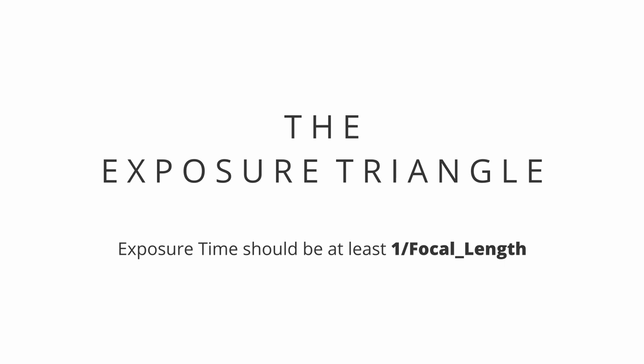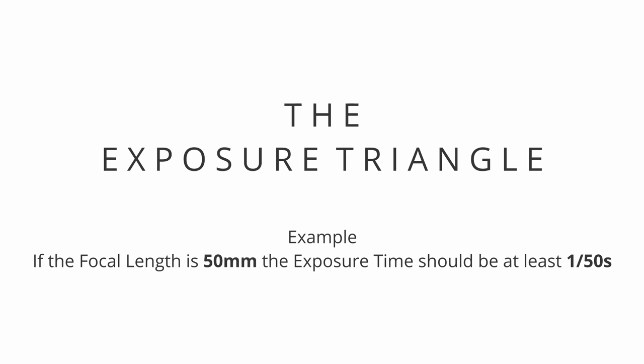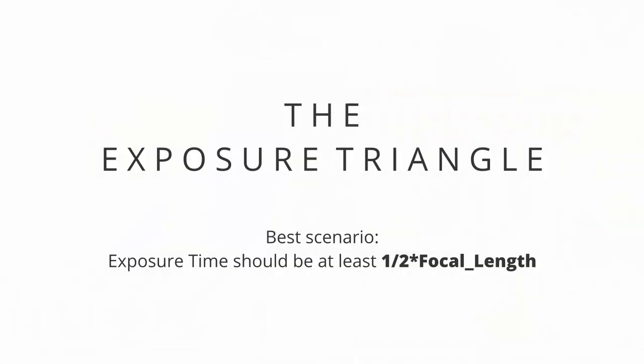You usually have a tripod with you as a landscape photographer. But if you don't have a tripod, then your priority is to set the ISO and aperture in such a way that you have an exposure time that is at least one over the focal length that you're using. Let me explain. If you're shooting at 50 millimeters, you should have at least 1/50th of a second. If you're photographing with 200 millimeters, you should have at least 1/200th of a second. The best scenario would be to have double that.